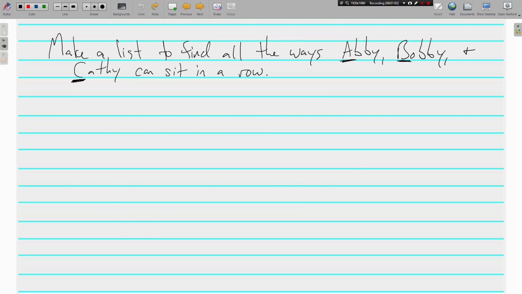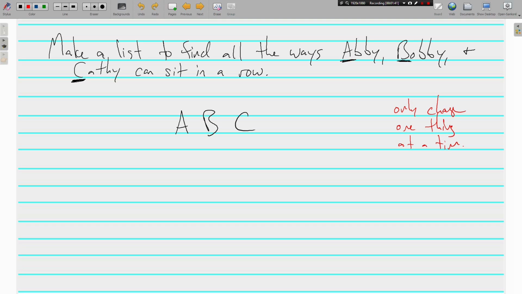It's going to help us when we make our list to be organized. Since we're dealing with the alphabet, we can start in alphabetical order. Abby, Bobby, Kathy, sitting in a row. When you're making your lists of all the possible outcomes, it's best to only change one thing at a time. In fact, I even think I'll write that down. Only change one thing at a time.